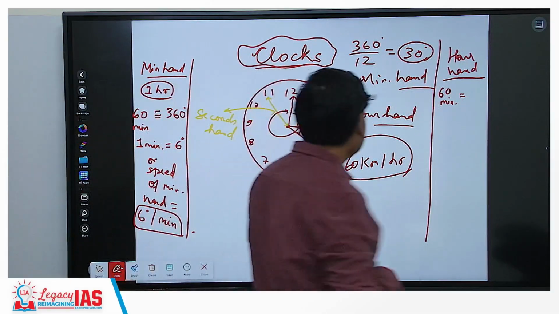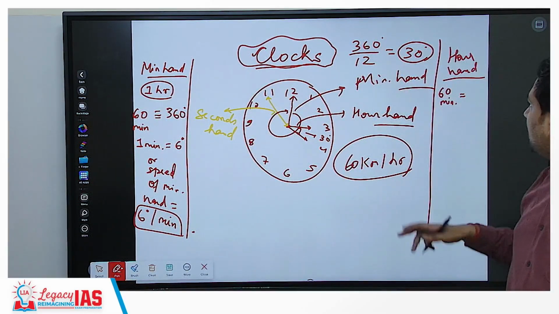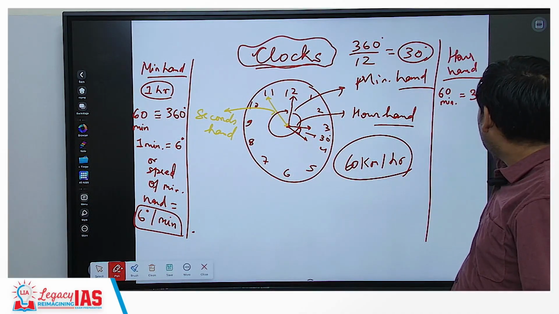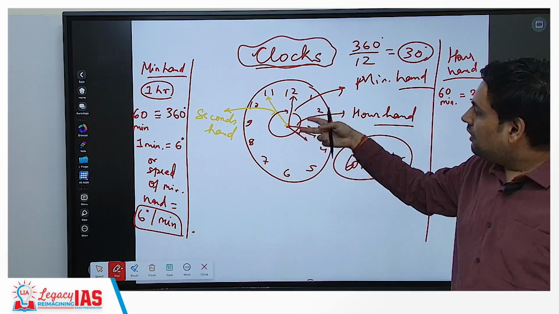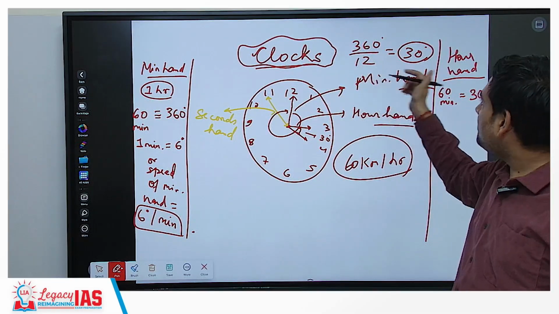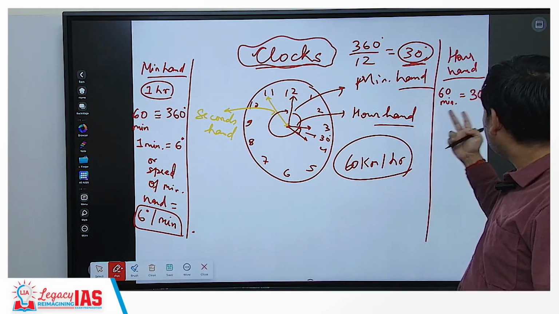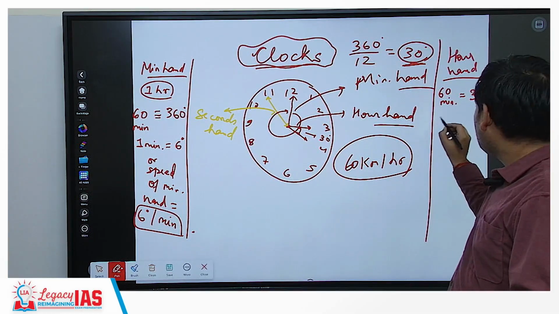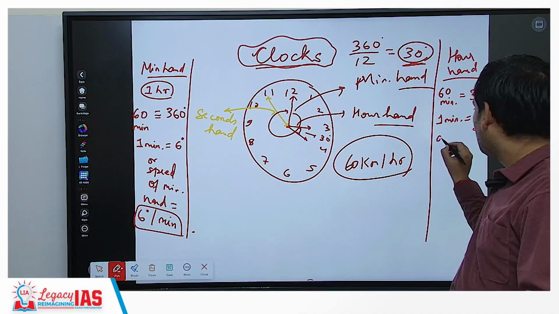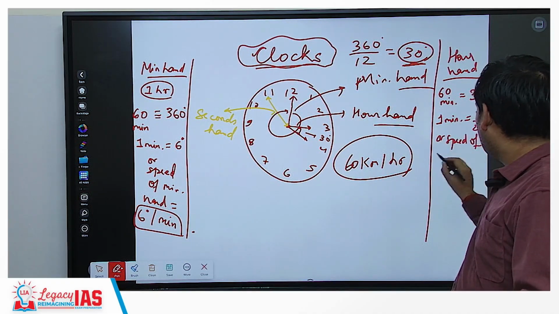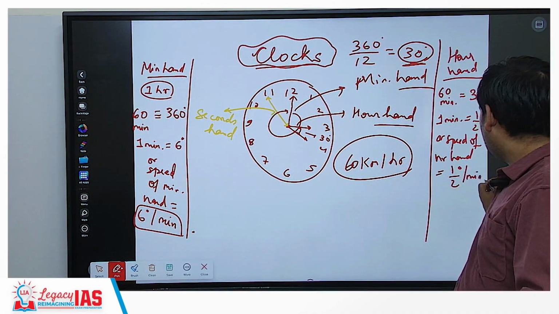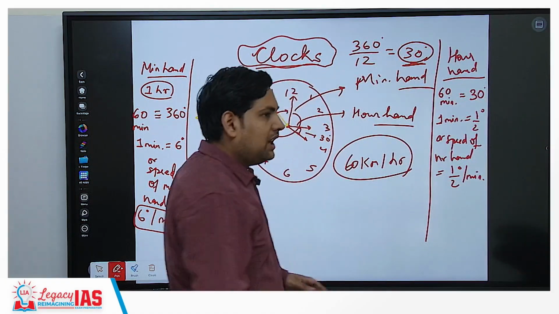Now, if this is 30 degrees, in 60 minutes the hour hand moves 30 degrees. Correct? 360 was full. You divided by 12 to get 1 gap. Now, 1 gap is worth 30 degrees. So, 60 minutes equals 30 degrees. That means in 1 minute it covers how much? Half a degree. The speed of the hour hand will be half a degree per minute. Correct? It will be half a degree per minute.